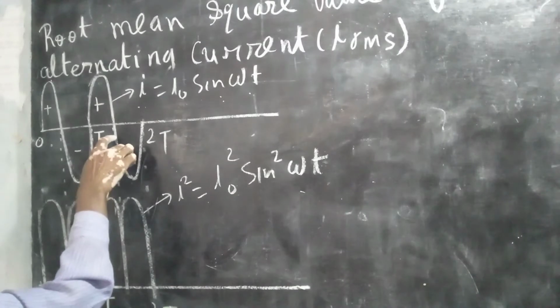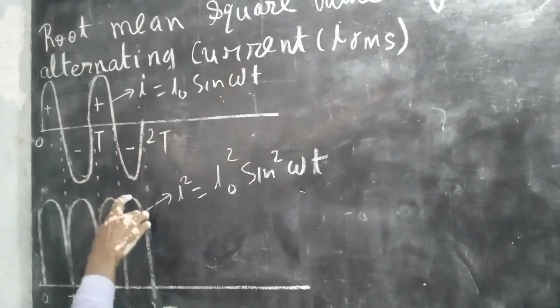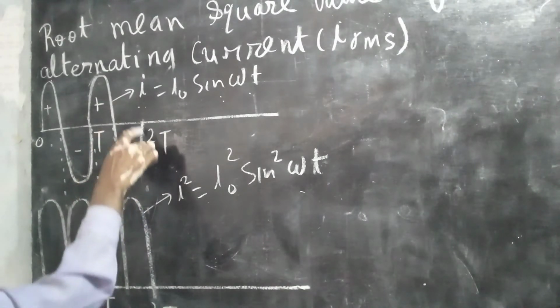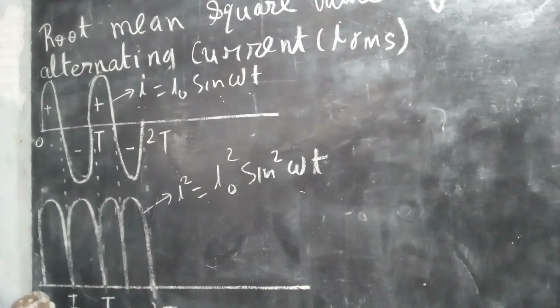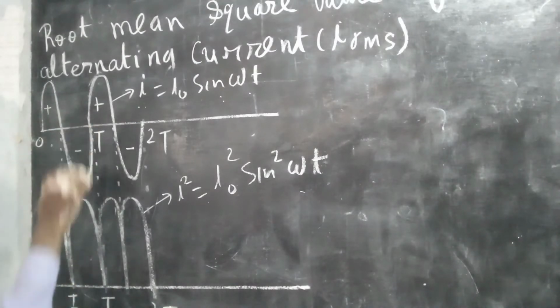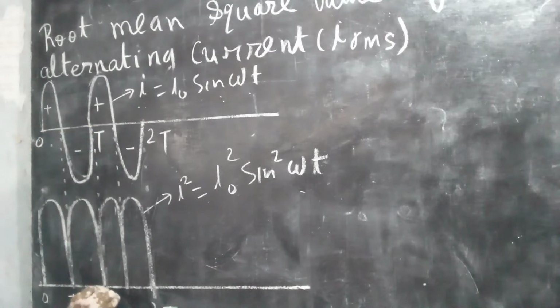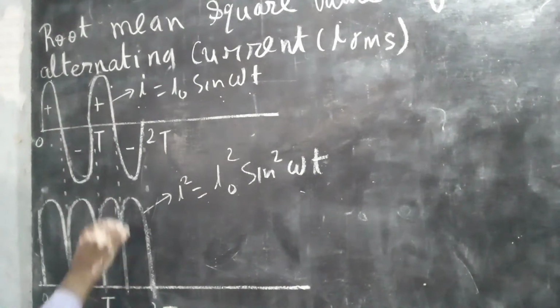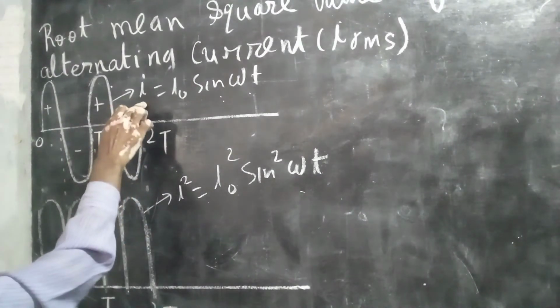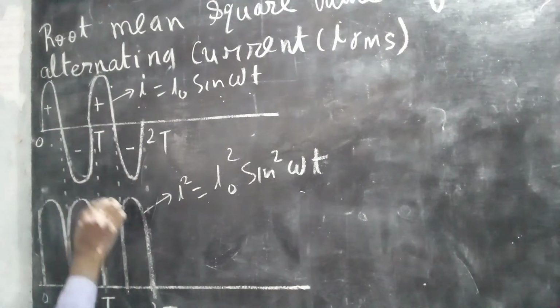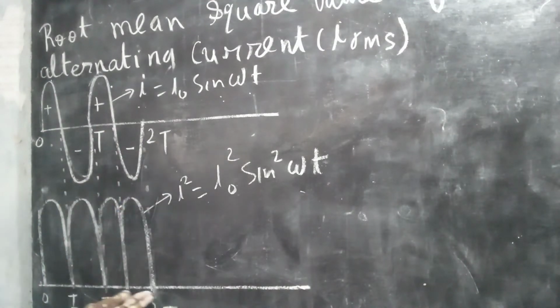And this becomes the square of this. When you square this, you get a positive value. So you get a positive value for half cycle and the next half cycle. When you square this current, you get only positive values. So the variation of your current becomes like this.